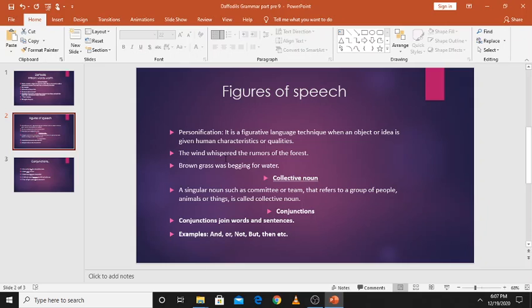Whispered means speaking softly into someone's ears. That is the quality of a human being, not the quality of wind. So here we give the quality of whispering to the wind, and rumors to the forest. So that is called personification.